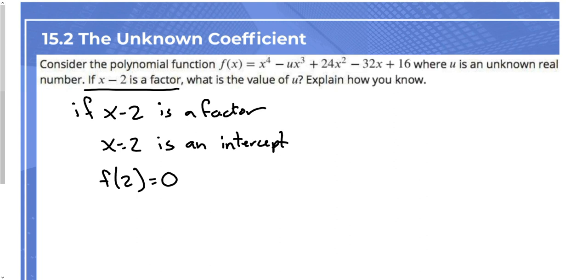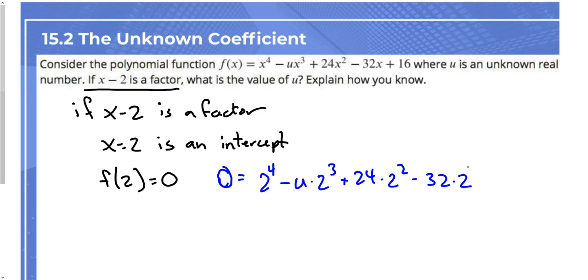And so now what I have is 0 equals, oops, having a hard time writing here. Let's back that up a bit. 0 equals 2 to the fourth minus u times 2 to the third plus 24 times 2 squared minus 32 times 2 plus 16. And we can solve for u. So once I do this, now let's see if we can figure this out. Okay, now just keep in mind order of operations.